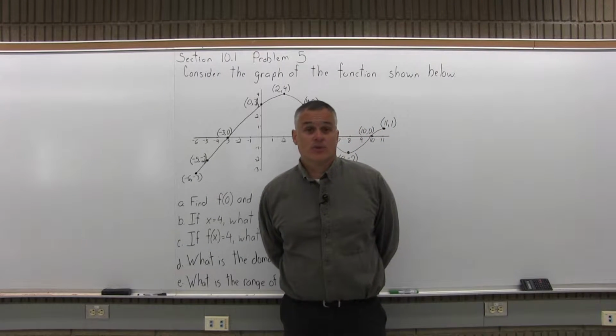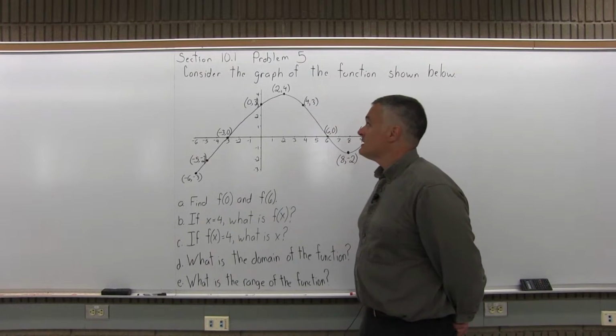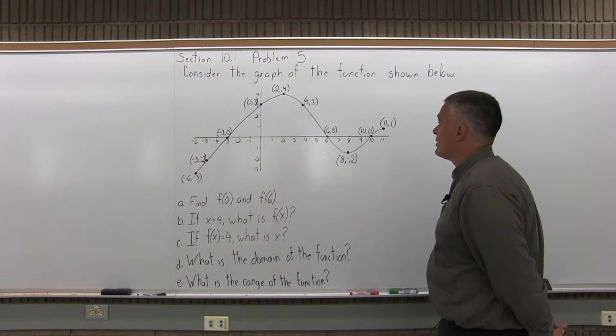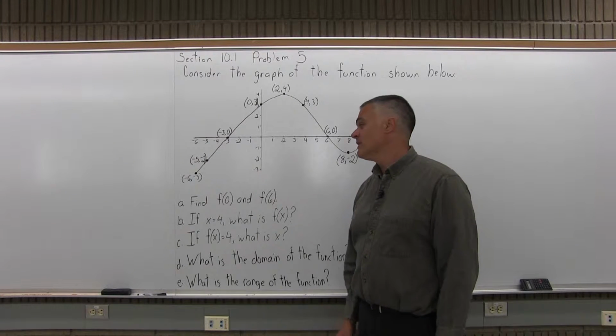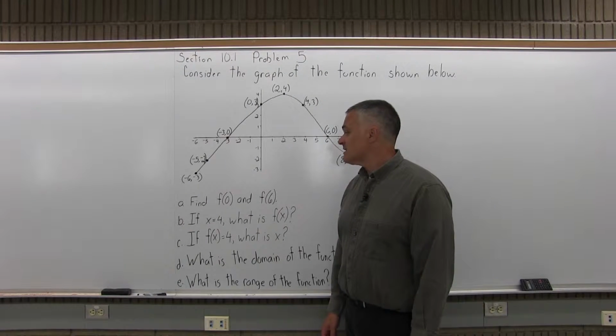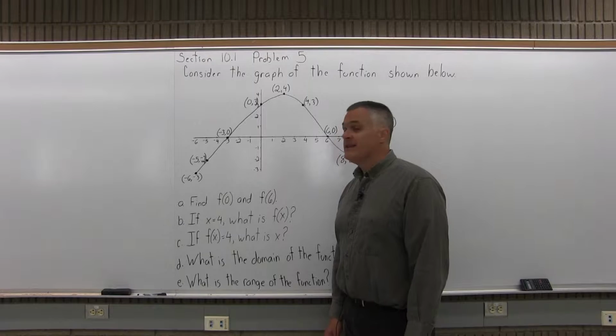This is Section 10.1, Problem 5, and it says, consider the graph of the function shown below, and there's a picture of a graph, and then they ask 5 questions about the graph. The first question, part A, says, find f of 0 and f of 6.